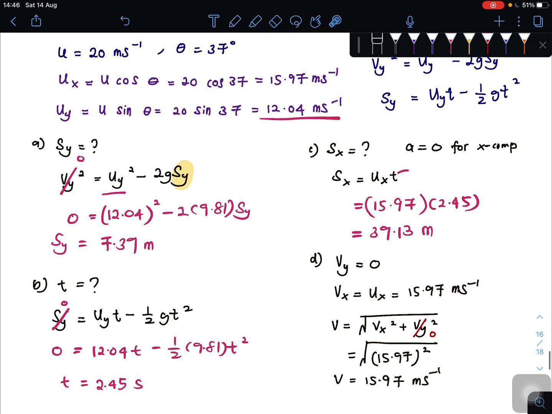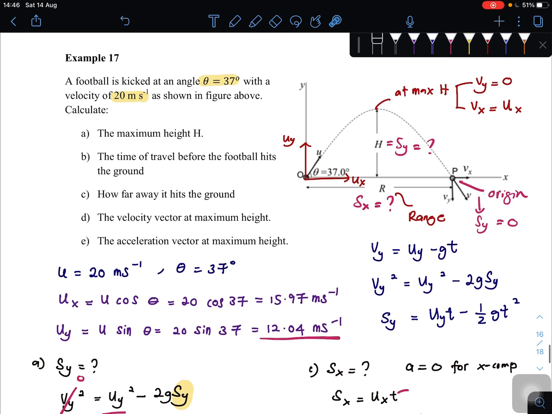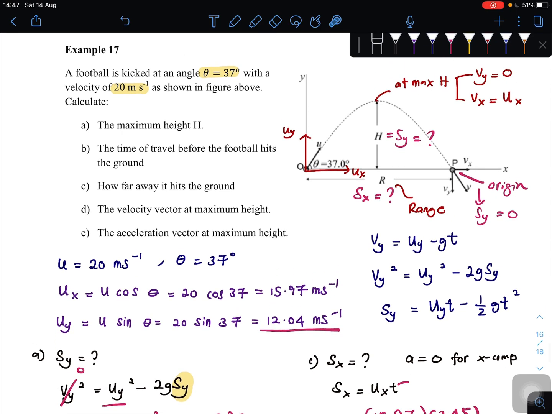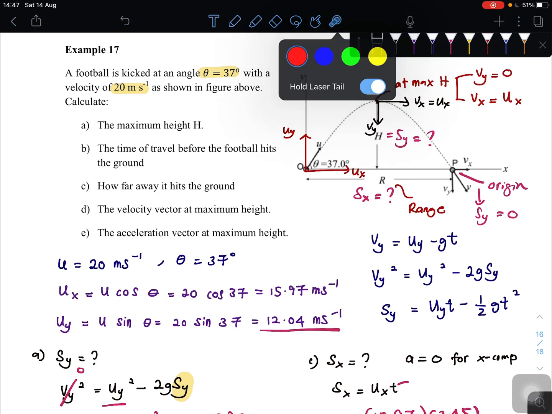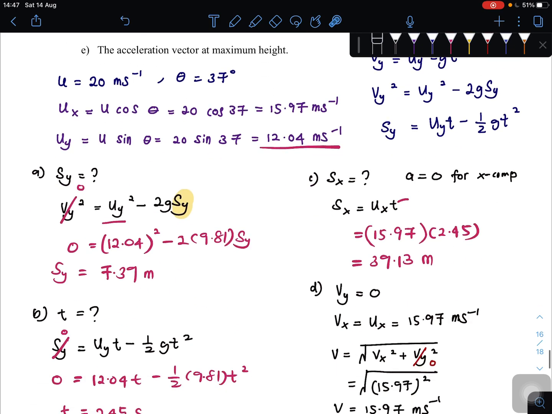Okay, so we know that direction we need to calculate the angle. But you don't have to calculate the angle here. Because why? Because dia sudah cakap dekat sini Vy adalah kosong. Bermaksud dekat sini Vx sama dengan Ux. And then here is Vy. Bermaksud dekat sini the angle adalah sama dengan kosong. So angle sama dengan kosong, the direction is to the right.